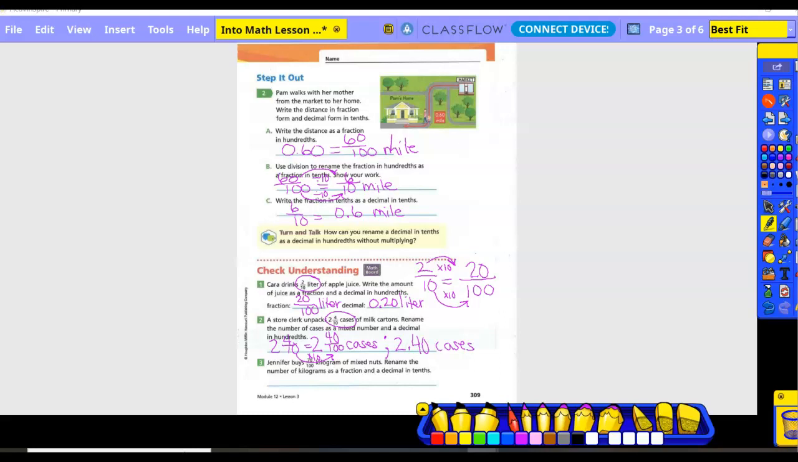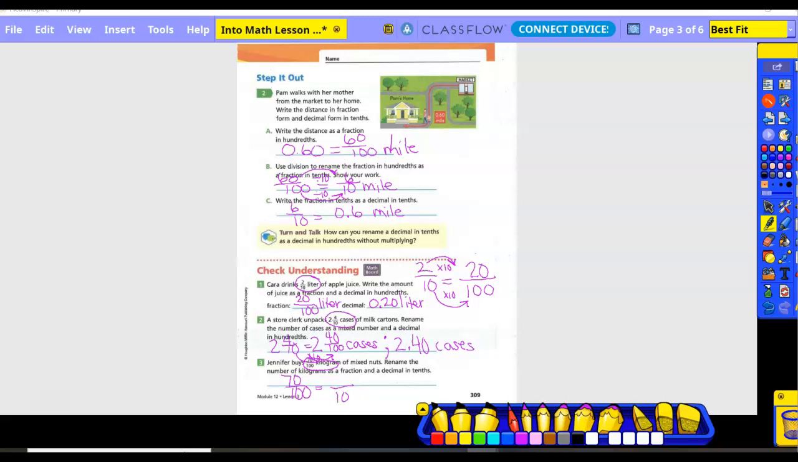Number 3. Jennifer buys 70 kilograms of mixed nuts. Rename the number of kilograms as a fraction and decimal in tenths. Okay, so we're going to circle our 70 hundredths of a kilogram. Okay, so that's what we're starting with, 70 hundredths of a kilogram. And they want it in what now? In a decimal, but also in tenths, right? So 10 is going to be my new denominator.